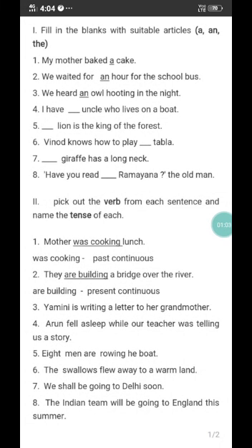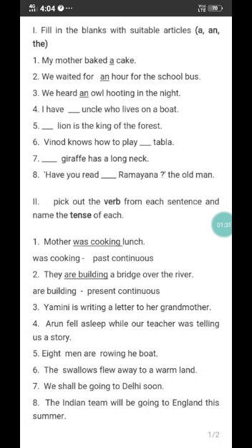Let us see. My mother baked dash cake. So the right article is a cake because cake is a noun. C, the letter has been started with a consonant letter and also it is a singular. So we use a before a singular noun. Cake, it is only one. So we use a before the singular nouns also.